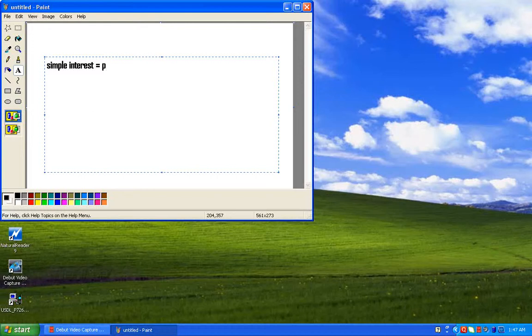P n r divided by 100, where P stands for principal amount, N stands for number of years, R stands for rate of interest. Now we have to calculate this equation in a program.